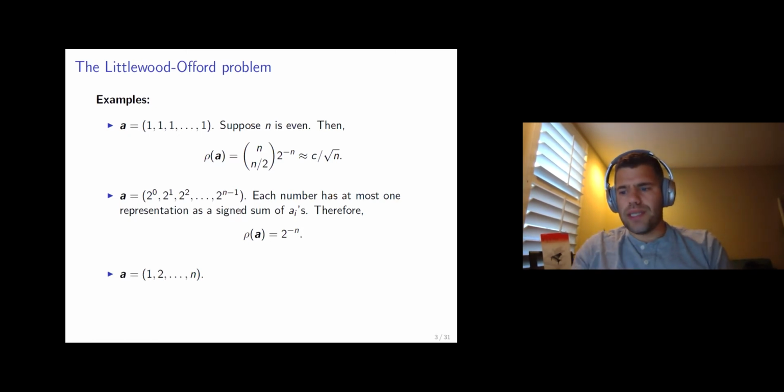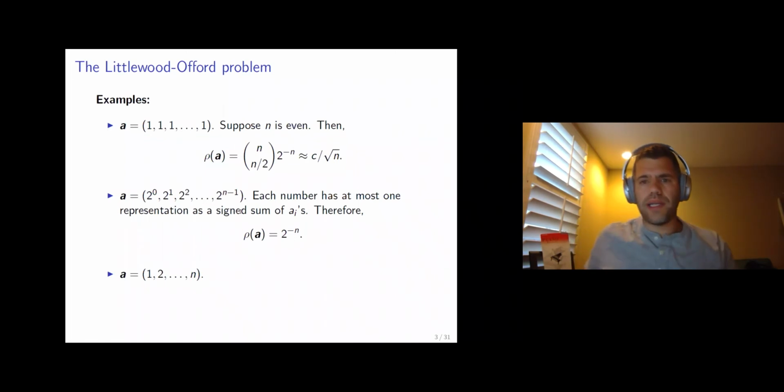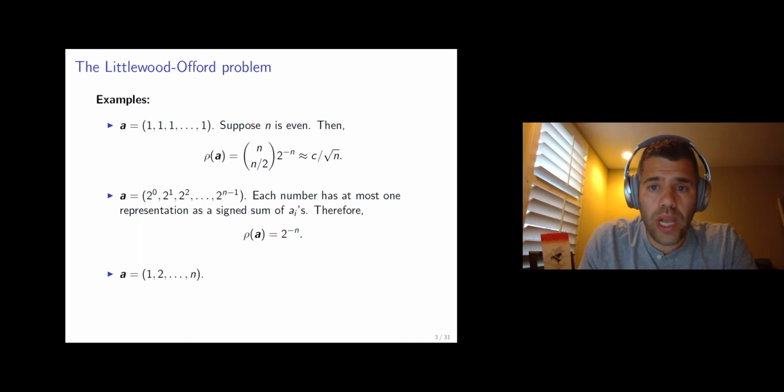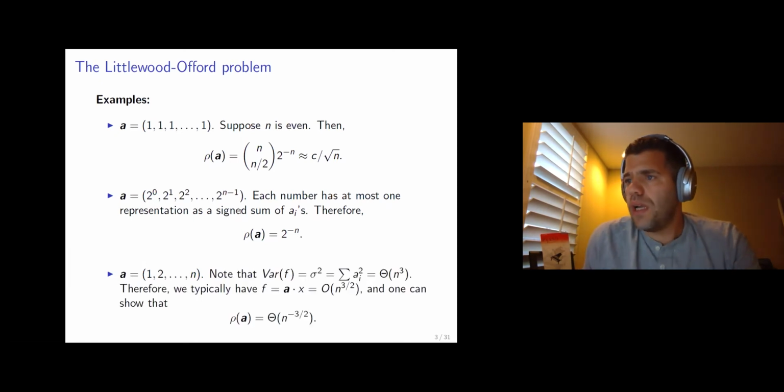And some intermediate example, which is also quite important and with some history, is the example where you take A to be all the numbers from 1 to n: 1, 2, 3, 4, up to n. In this scenario, we can do some heuristic calculation, but to prove it precisely is a little bit more complicated, but not super hard.